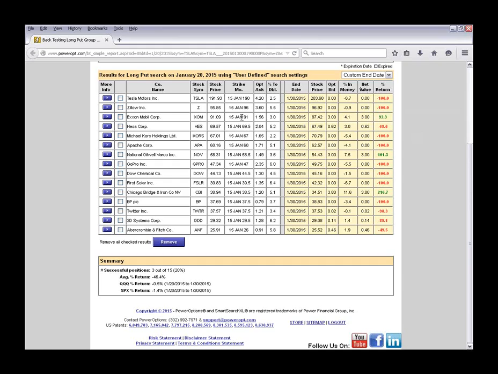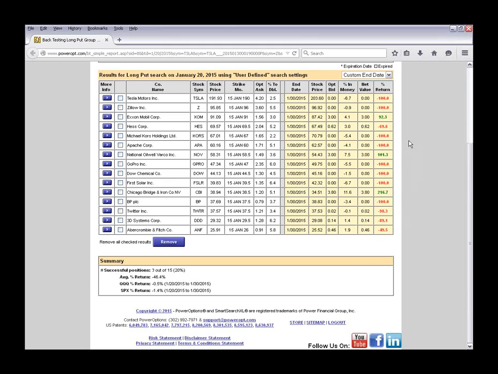ExxonMobil did return a profit, 91.09 at the entry with a January 91 put at 156. Stock at 87.42, closing price at $3, so a 92% gain. But those 3 gains, 216%, 100% gain, 92% gain, were not enough to counter this position.